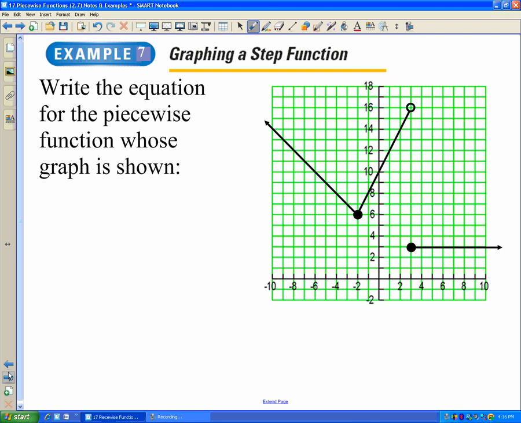Graphing a step function, write the equation for the piecewise function whose graph is shown. Let's do another. Okay, so again, I have my function. I'll make this a little bigger, move it a little more to the left. F of x is equal to, again, I have 3 pieces. Where are they broken up? They are broken up at -2, and at 3.